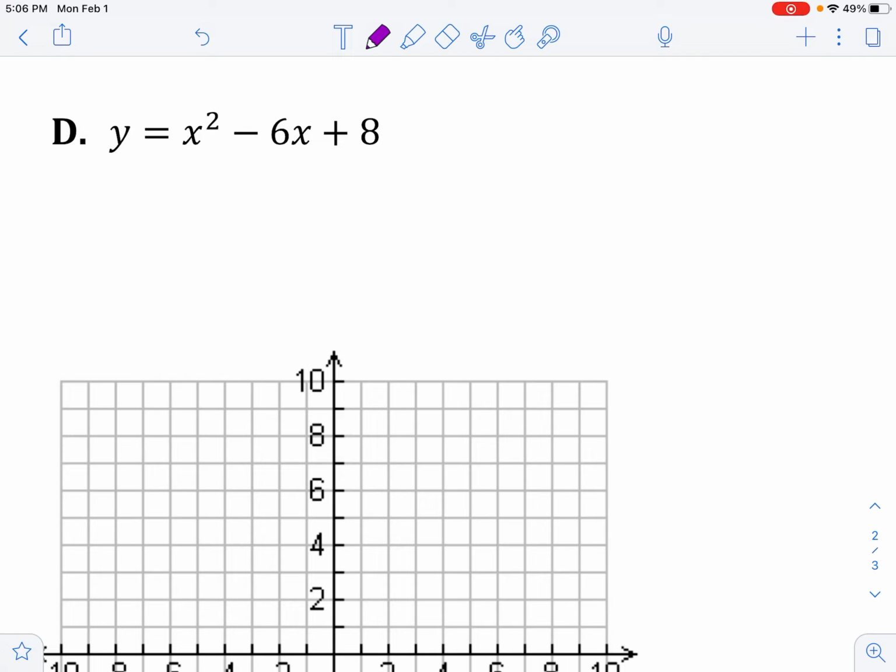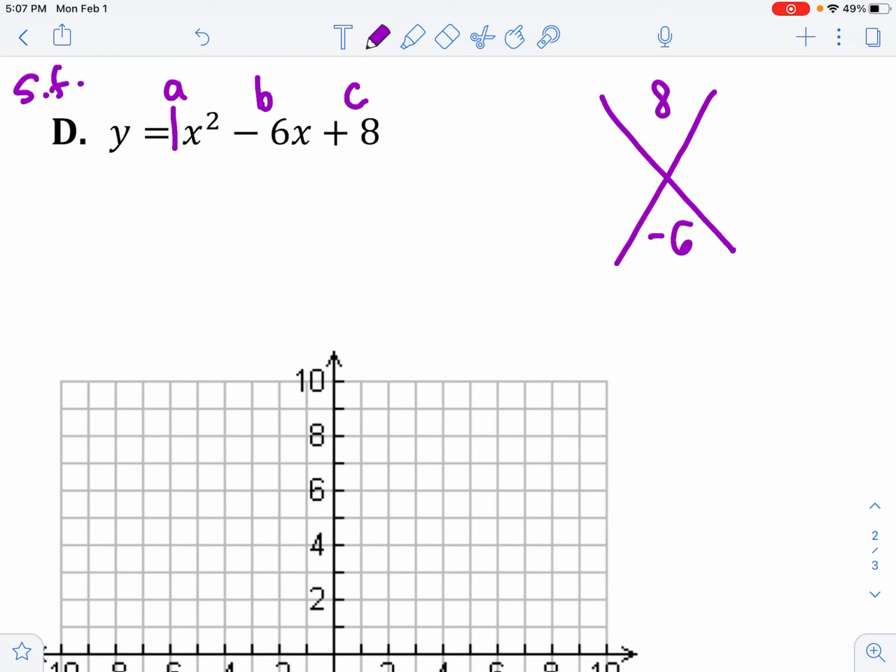All right, the very last one. It is in standard form, so I need to factor it. First thing I do is I look for a GCF. Those three terms do not have anything in common. So I'm going to make my little organizational X. A is 1, B is negative 6, C is 8. A times C is 8, B is negative 6. I need two numbers that multiply to give me 8 and add to give me negative 6.